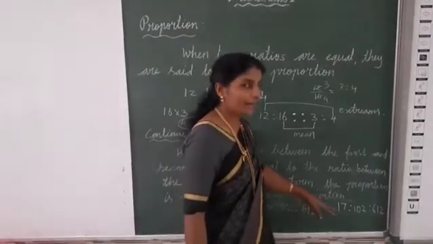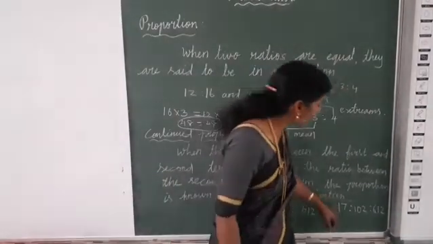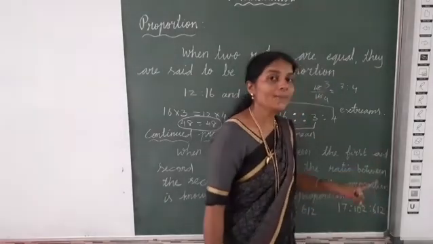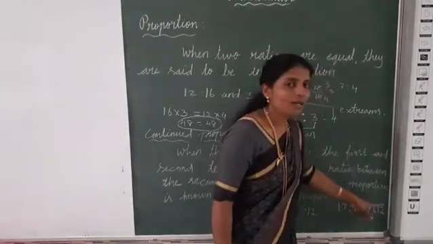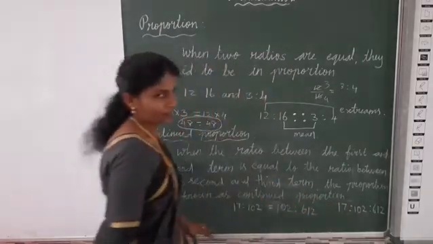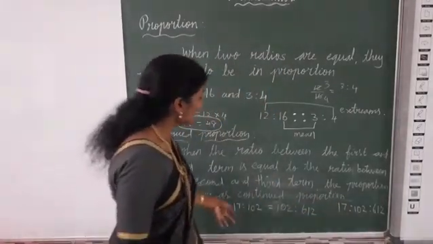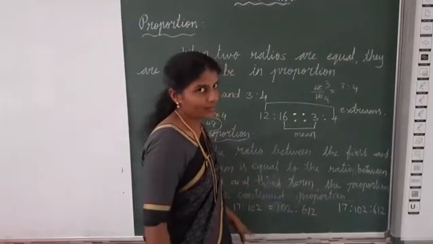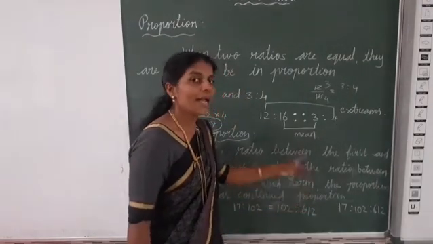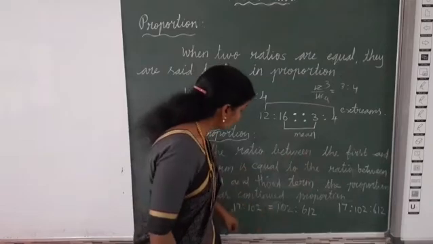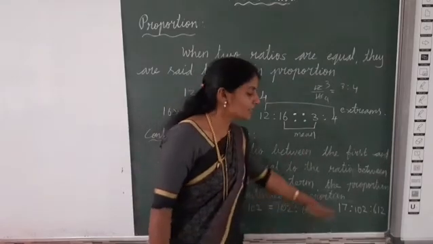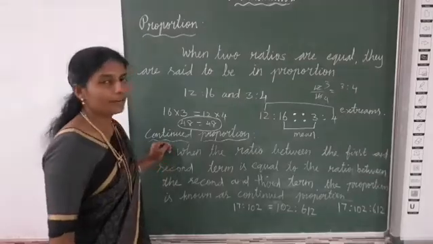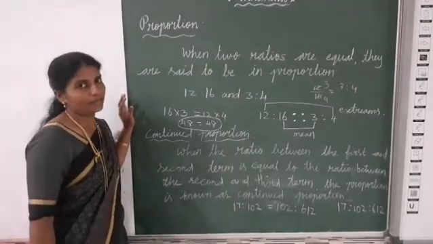In continued proportion, first term is called first proportional, second term is called mean proportional, then third term is called third proportional. Now we can write here A is to B is equal to B is to C form. So we can write in continued proportion A is to B is to C. So 17 is to 102 is to 612. This is called continued proportion.